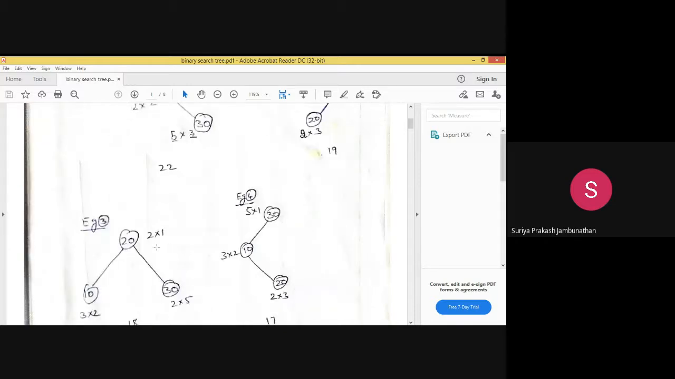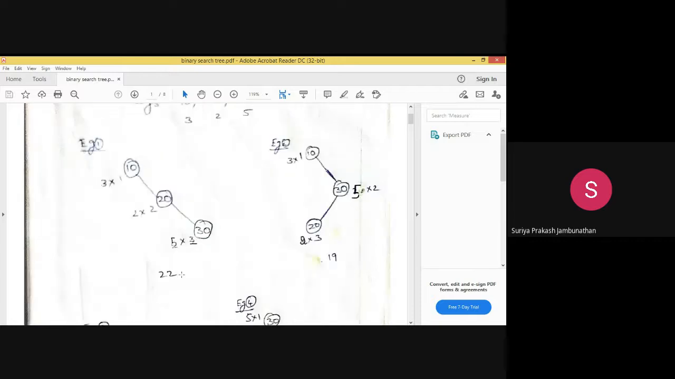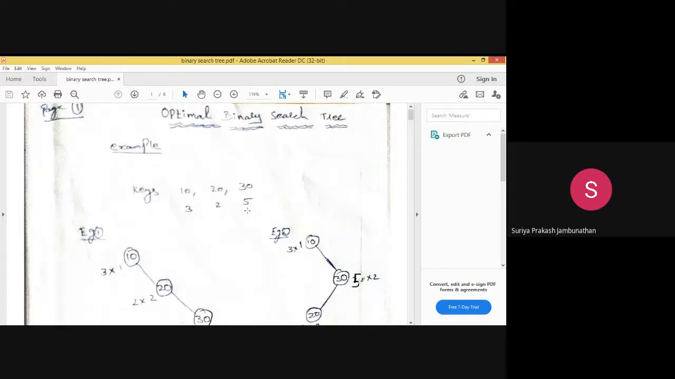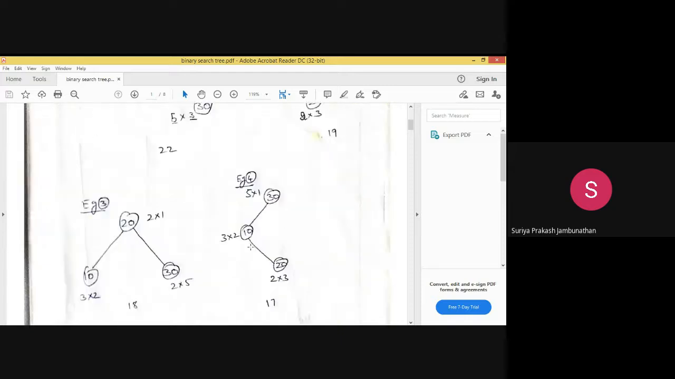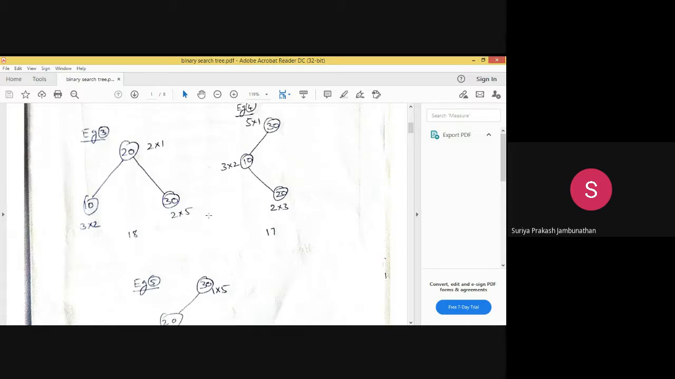In example 3, 20 becomes the root node, and 10 and 30 become the sub nodes. In this case, 20 is the first node, and 10 and 30 will be the second nodes. The frequency for 20 is 2, the frequency for 10 is 3, and the frequency of 30 is 5, as per the given problem. When you substitute the frequencies, we get the answer as 18. So 2, here 6, here 10. So 6 plus 10 plus 2, we are getting 18.